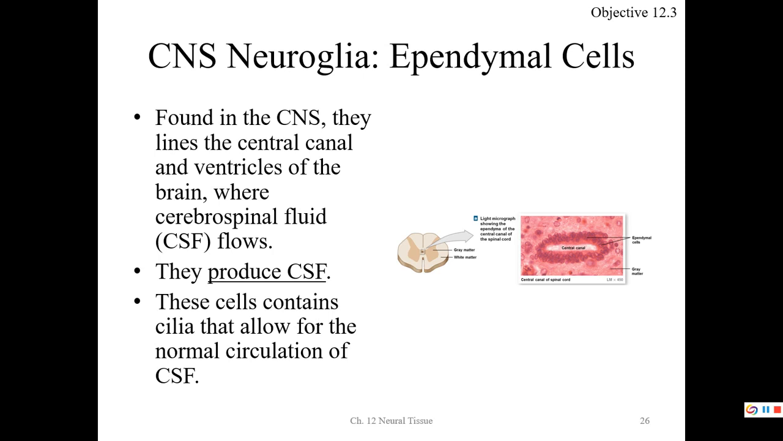Ependymal cells are in the CNS. They line your central canal and the ventricles of your brain. They're anywhere where CSF flows. They help produce the CSF, and they have cilia on them that move the CSF.